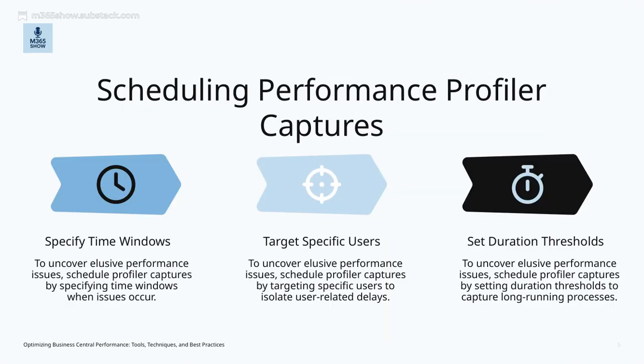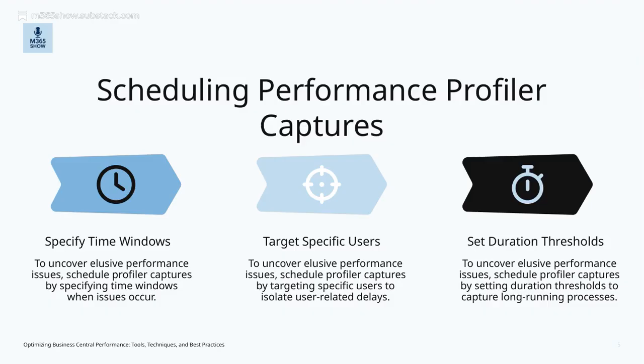Now, let's talk about some practical ways to optimize Business Central performance using the Scheduling Performance Profiler. First, specifying time windows is crucial. By selecting specific periods when performance issues tend to occur, we can focus our analysis on those critical moments, making it easier to identify what's causing the slowdown.